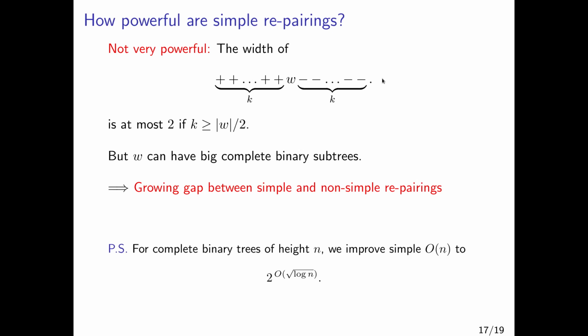So in fact, if you have binary trees of height n, I mentioned the simple big O of n upper bound. In fact, we can improve this to 2 to the power square root of log n, which is basically better than square root of n, or better than cube root of n, and so on, and better than any n to the epsilon. But this is not quite log n or not quite polylog n. Anyway, this was an aside. The important thing is that simple repairings are very difficult to reason about.